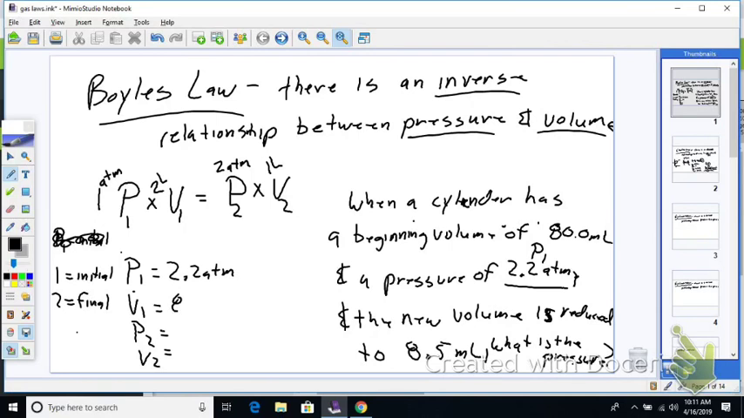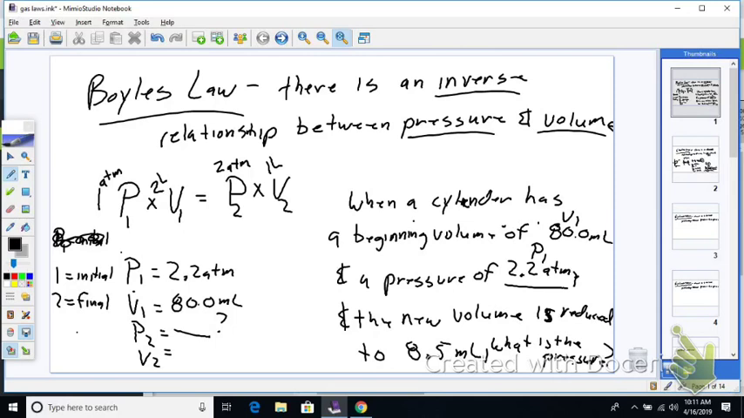Now, when you do these problems, the volume can be in anything, as long as it's the same before and after. So it can be milliliters, centimeters cubed, liters, anything along the line. P2, which one is P2? So this is V1. So what is P2? We don't have it, right? So that's the one we have to solve for.